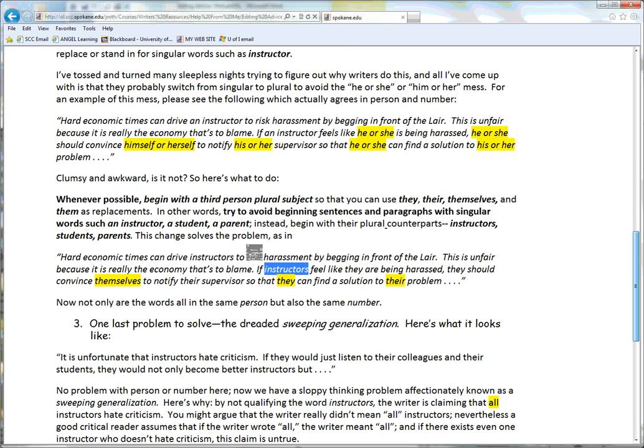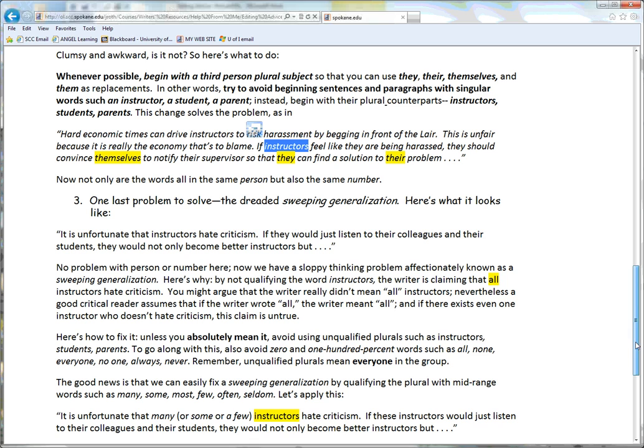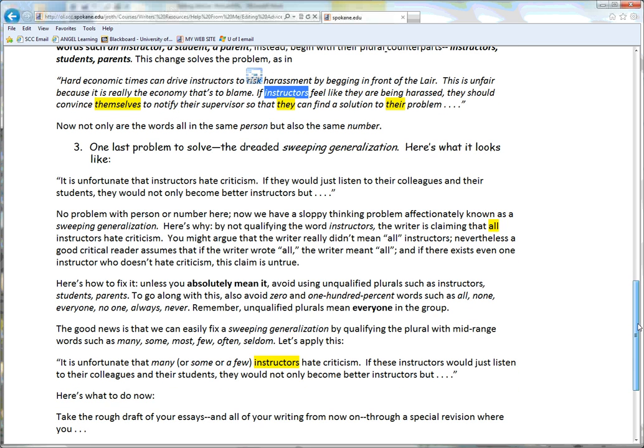It's not the natural thing to normally want to do this. We say an instructor should do this, or an instructor should do that, or a boss should do this, or a husband should do that. When you go back and edit, make it a plural if you can, and that way you don't have to worry about using "they" and "them" incorrectly.